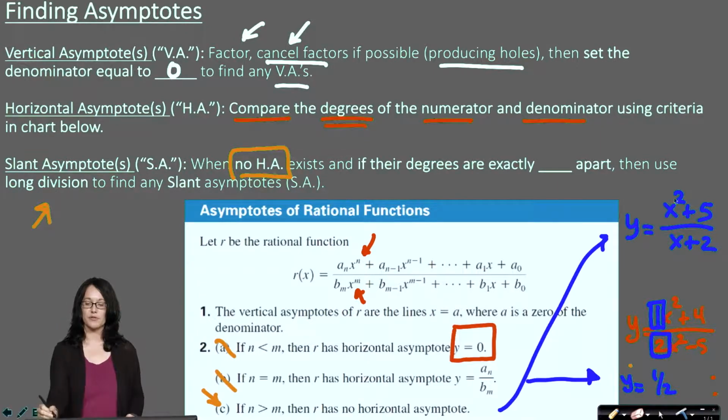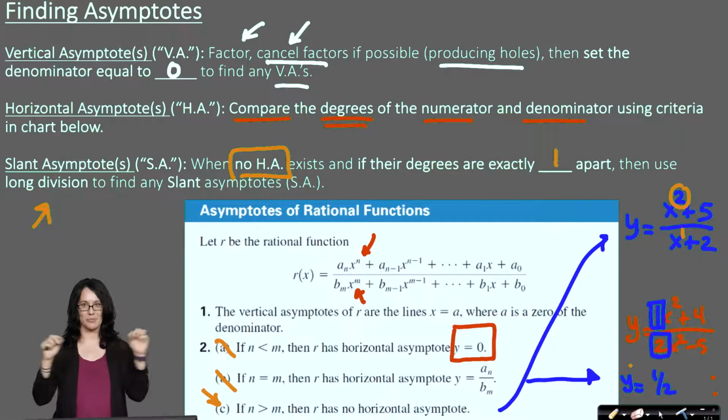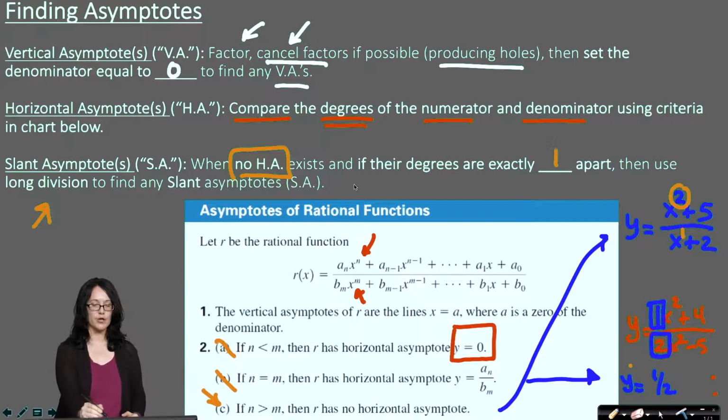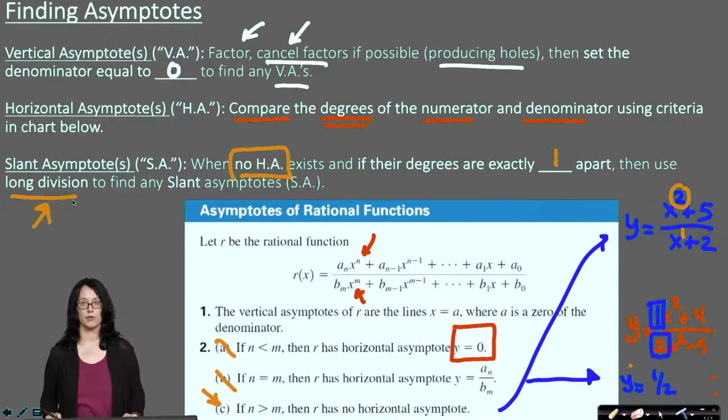The way you'll tell is if the degrees are exactly 1 apart. In this last example, notice that 2 and 1, they are exactly 1 apart, aren't they? Which means that if I were to actually divide, which is what the symbol here means, the division bar, right? If I were to really divide using my long division skills, I would end up getting a polynomial whose degree is 1 because they're 1 apart, which would mean I have a linear factor. And that linear factor would be a line, a slanted line that I'm approaching at the extremes. So you will need to use long division in order to find those slant asymptotes. And there's a little trick that we'll have to talk about when we do one of those involving the remainder and why we ignore the remainder in those cases.